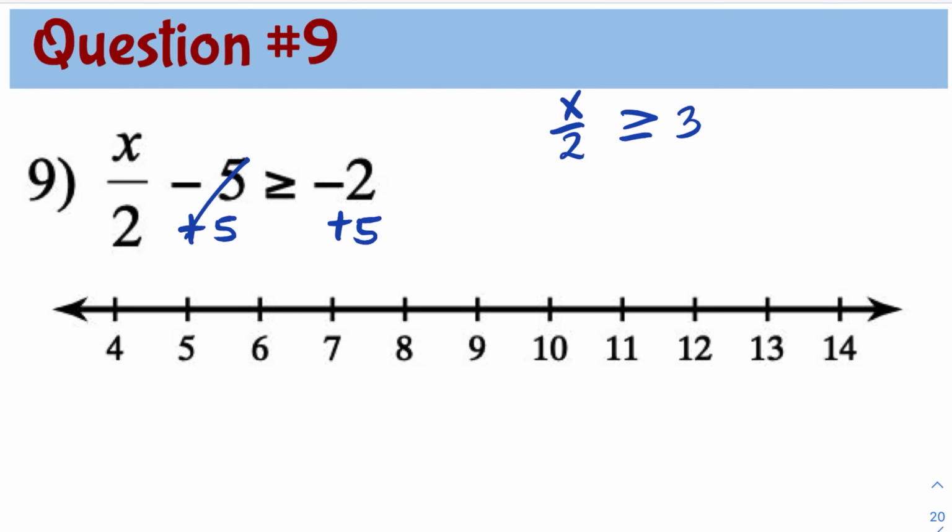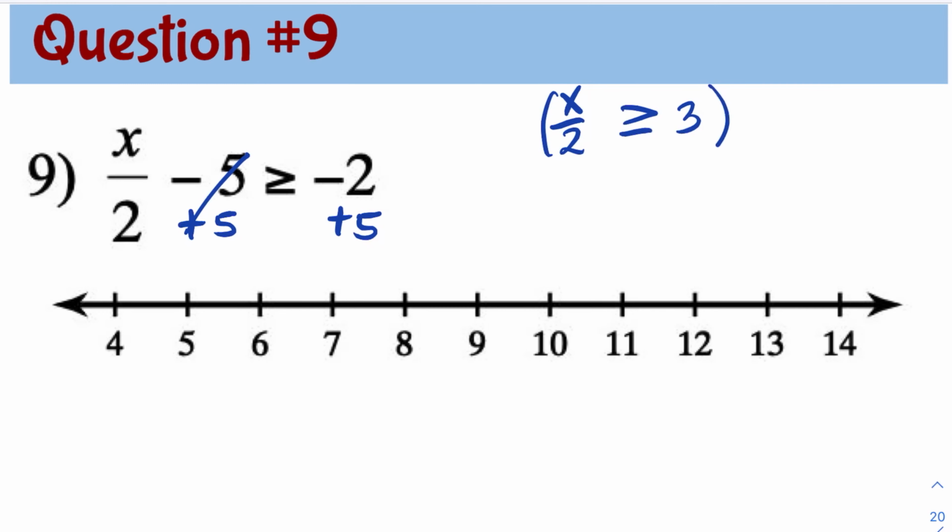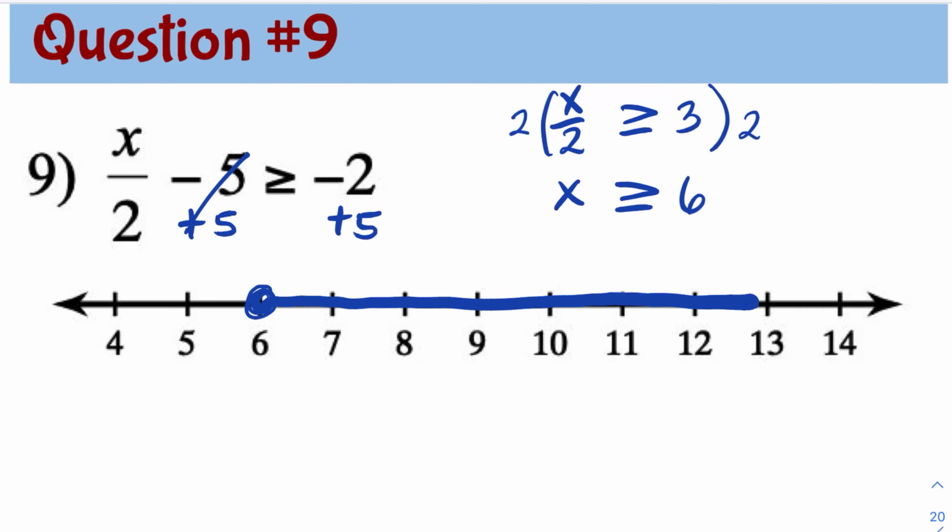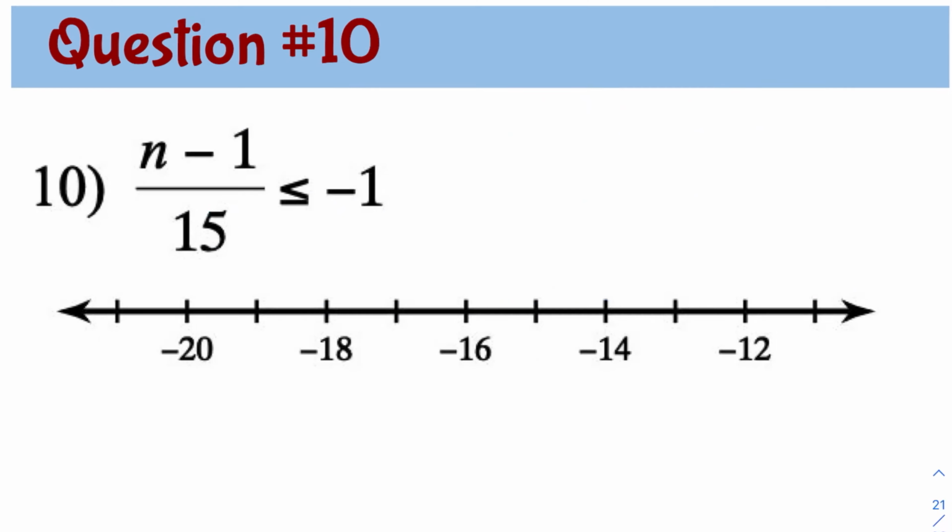Now, the inverse of dividing by 2 is multiplying by 2. So you need to multiply the left side and the right side by 2. The left side becomes now x, and the right side is now 6. So x is greater than or equal to 6, which means that 6 is part of the solution, so it's a closed circle. And the solution to this inequality is anything that's more than or equal to 6, so that means the arrow is pointing to the right.